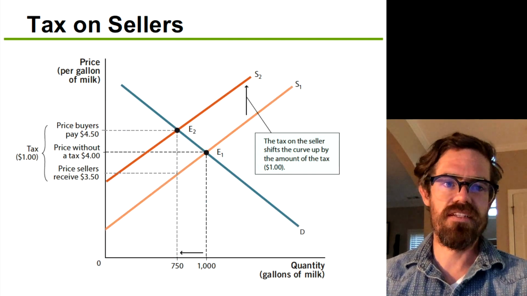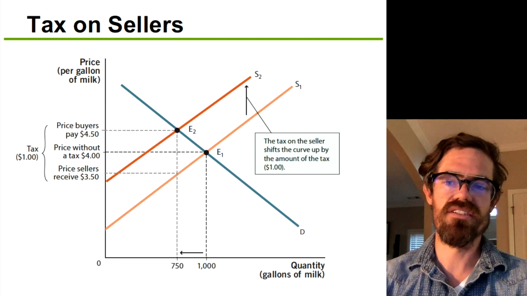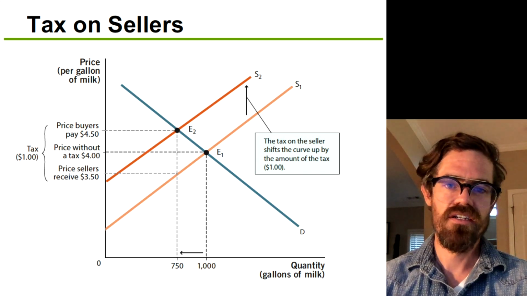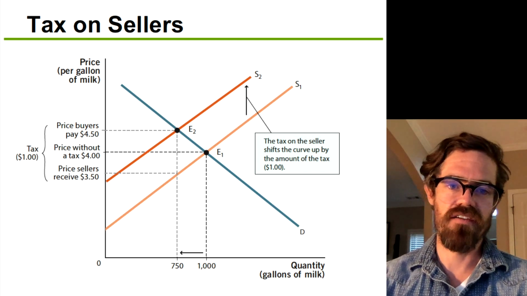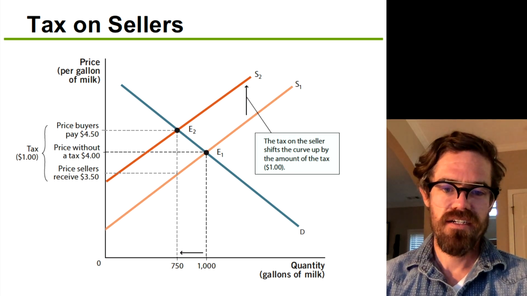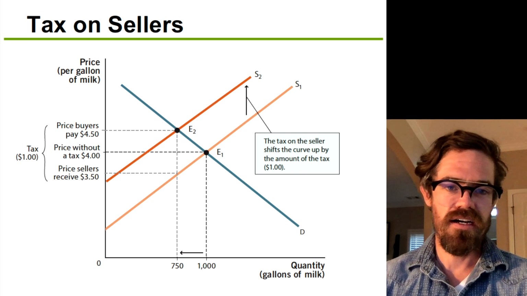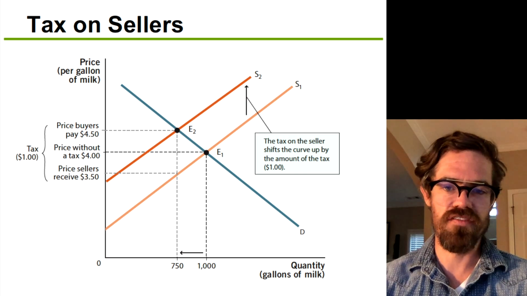Let's now assume that the tax is levied on sellers. So this basically increases their willingness to sell by $1, shifting the supply curve to the left or up by $1. And if you notice here, the effects are basically exactly the same. The quantity is reduced from 1,000 to 750. The price that buyers pay is $4.50, and the price that sellers receive is $3.50.